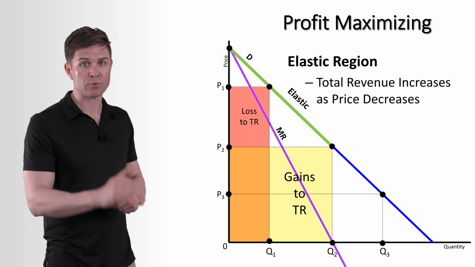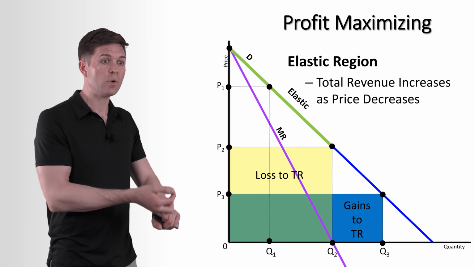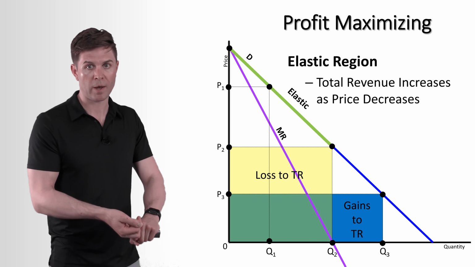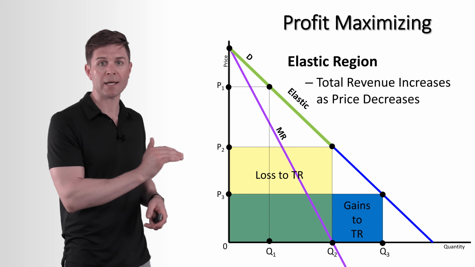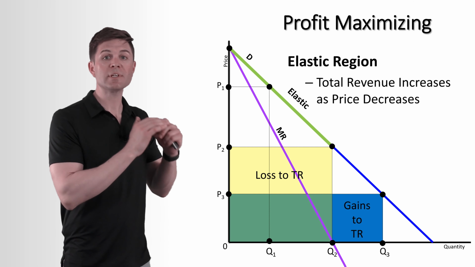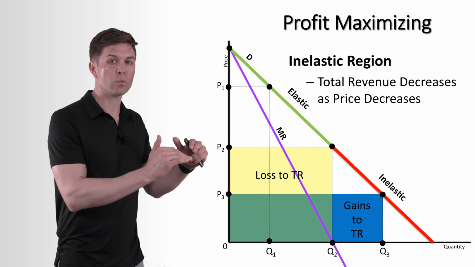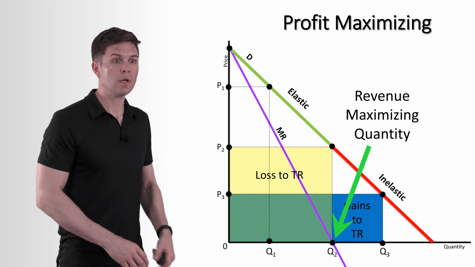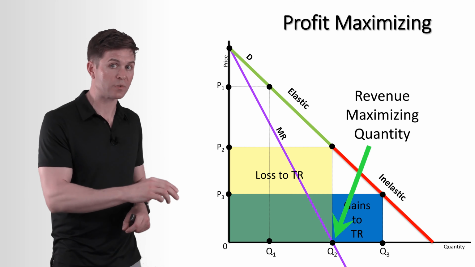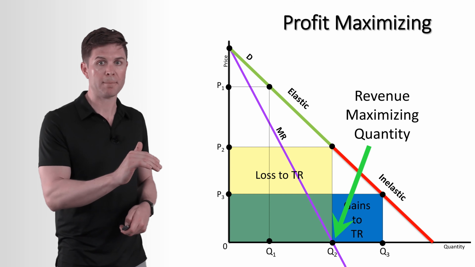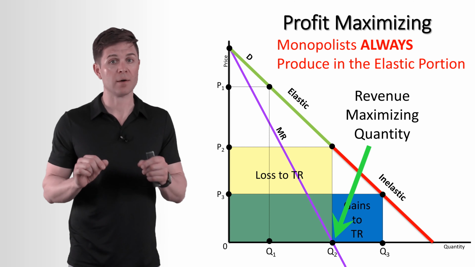As we move further, drop it down to P3, we see blue representing the gains to total revenue. Yellow now represents the loss to total revenue. We've lost a lot more than we've gained. Total revenue has gone down. Anything beyond Q2 in this model is in the inelastic portion of the demand curve because as we decrease price, revenue goes down with it. So the revenue maximizing quantity is right down there at Q2. This comes up on FRQs every so often. Keep that in mind. Monopolies always produce in the elastic portion of the demand curve.